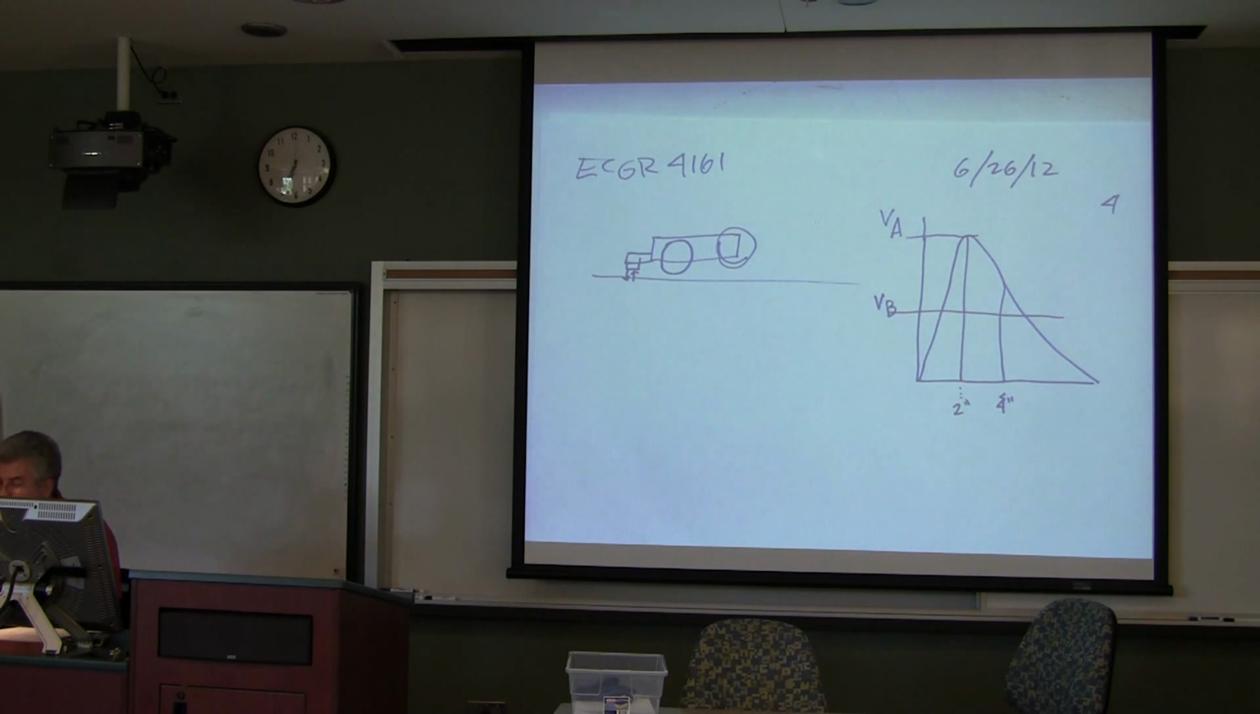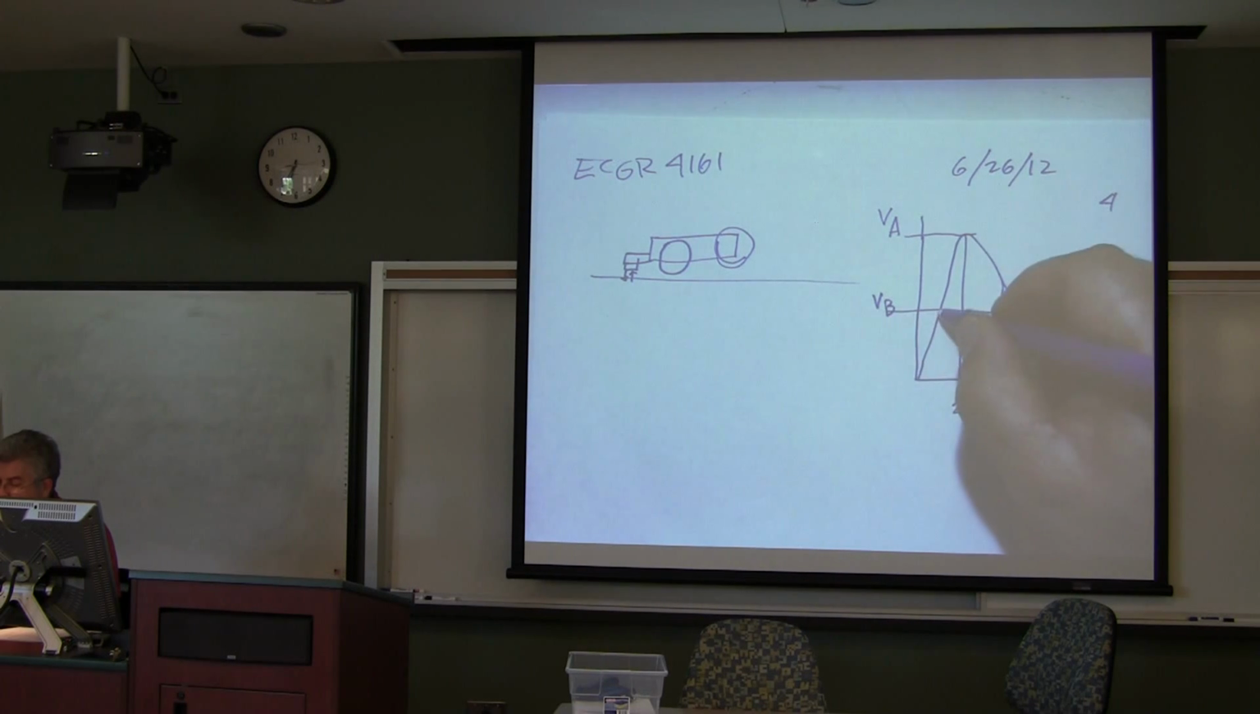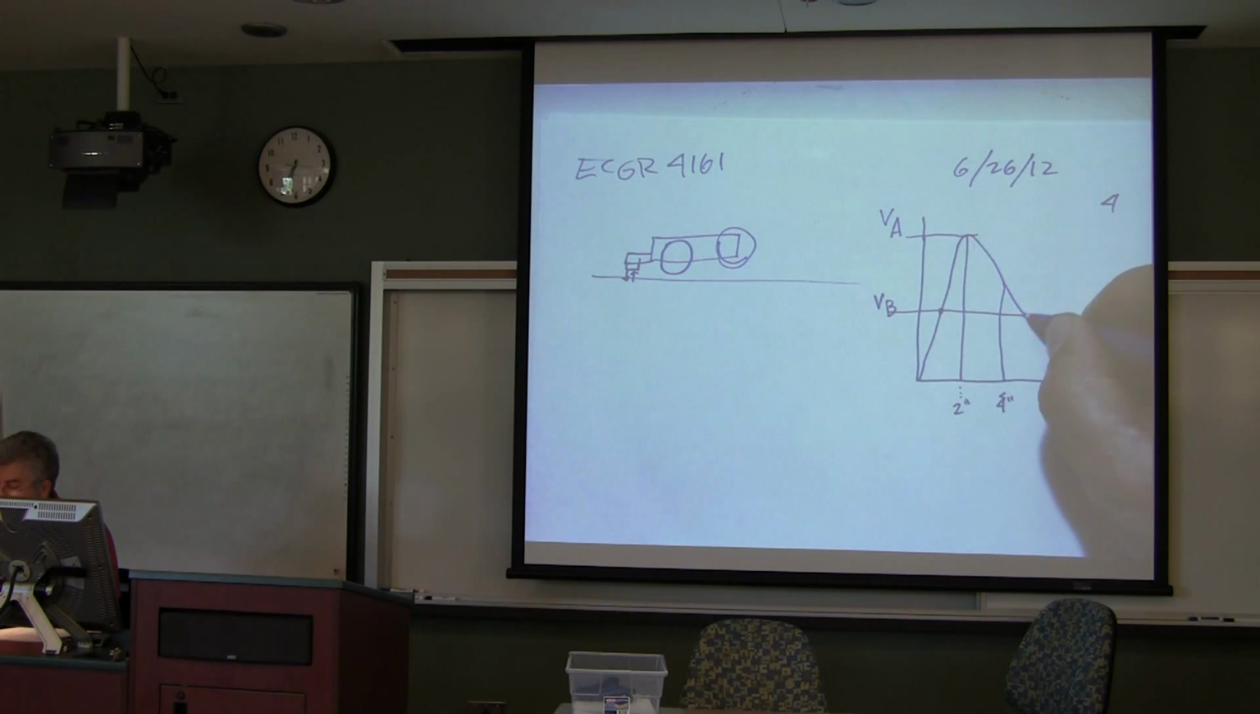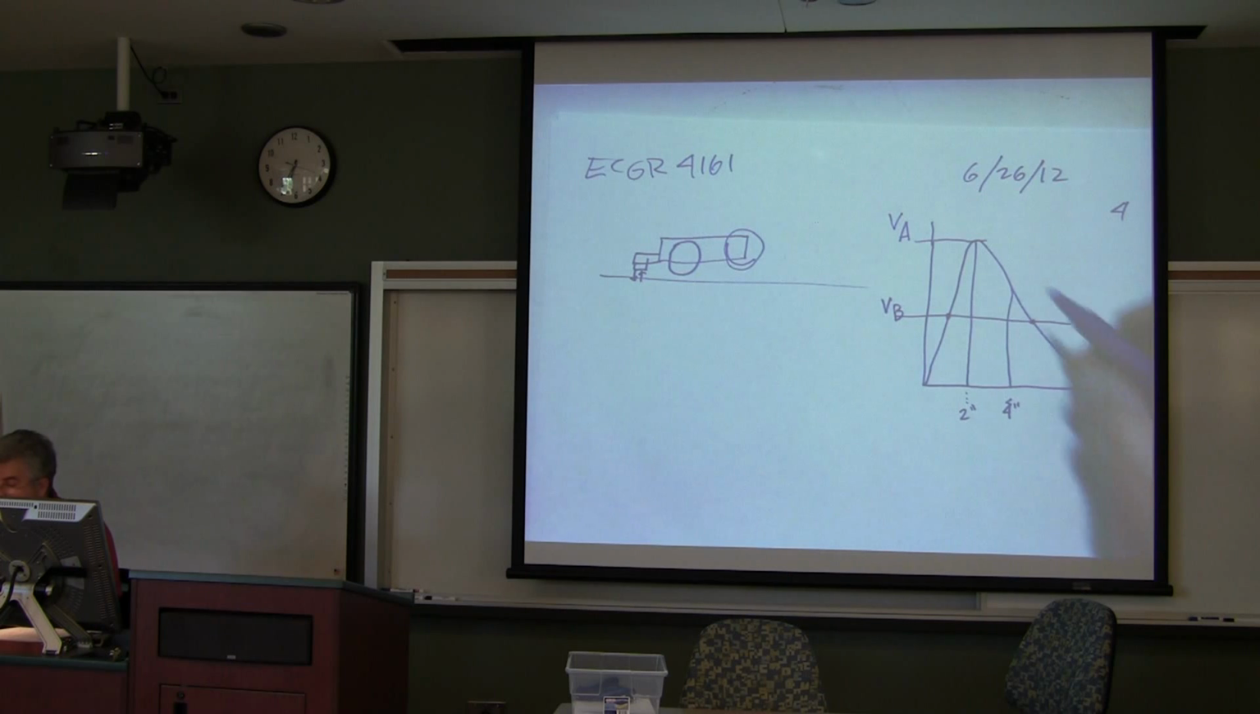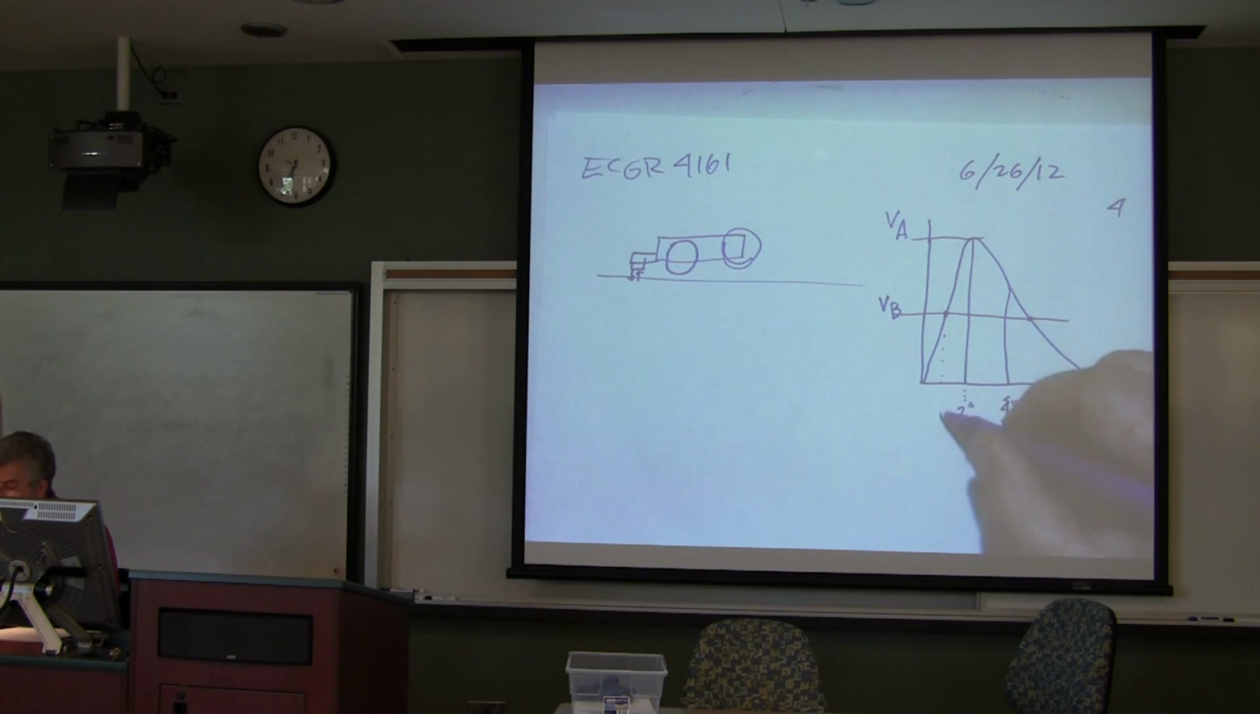So what's the one thing you notice? This is a sensor right here. It will give you a peak voltage at 2 inches. What does that tell you if you were to measure, let's say, VB? You could be at either 1 inch, or you could be at what looks to be about 5 or 5.5 inches, right?